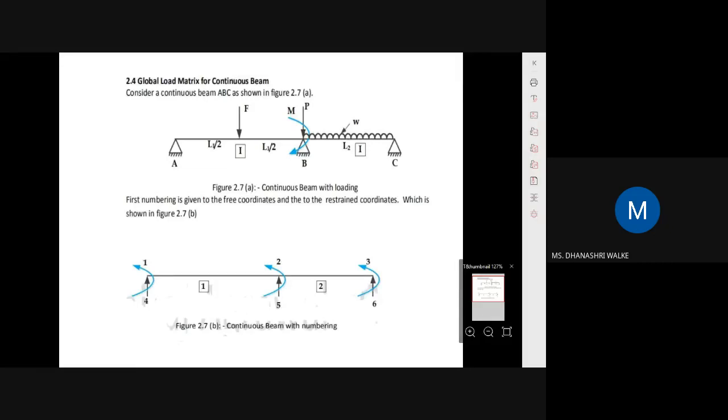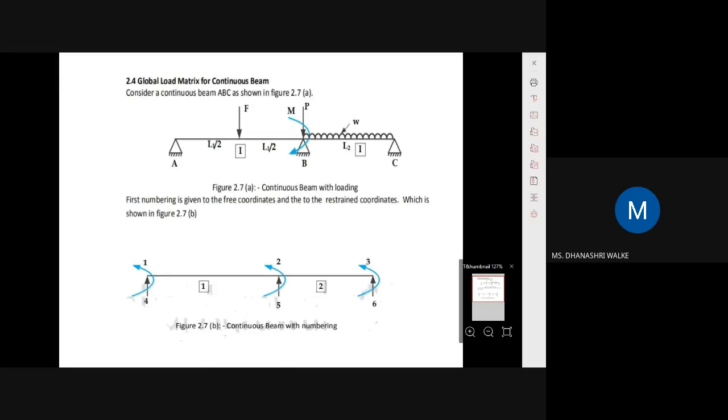Here I have considered a continuous beam ABC, which is shown in the figure, where there is loading: I have considered a point load, a moment and a UDL. If such a loading and such a continuous beam is there, then how to assemble the global load matrix, that first of all we will see.